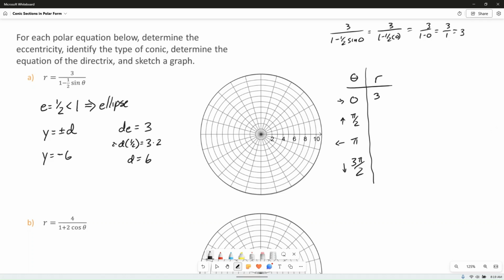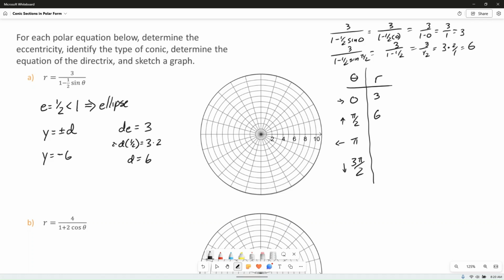So if I take pi over 2 and I plug it in for theta, I'm going to have 3 over 1 minus a half sine of pi over 2. I know sine of pi over 2 is a 1. So this is going to be 3 over 1 minus a half. 1 minus a half is a half, so 3 over a half. And if you divide a whole number by a fraction, you flip and multiply. So 3 times 2 over 1, which is a 6. So in the pi over 2 direction, the r value is going to be 6.